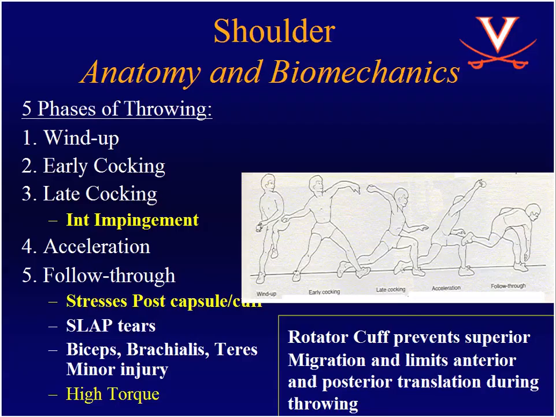No lecture on the shoulder or elbow would be complete without a discussion of the throwing athlete and the phases of throwing. These include wind-up, early and late cocking, acceleration, and follow-through. The most important thing is to realize the disease processes associated with those phases of throwing. The late cocking phase is associated with internal impingement.